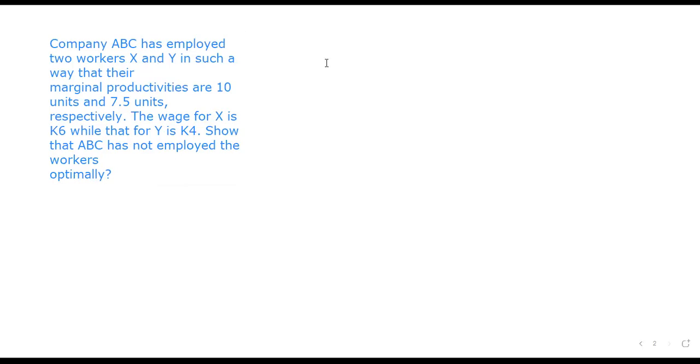What are we given? The marginal product of X, the marginal product of Y. What is the marginal product of X and marginal product of Y? X is 10, and Y is 7.5. Then we're told that the wages for X and Y are 6 and 4. So what is the wage for X? 6 kwacha. And Y? It's 4 kwacha.